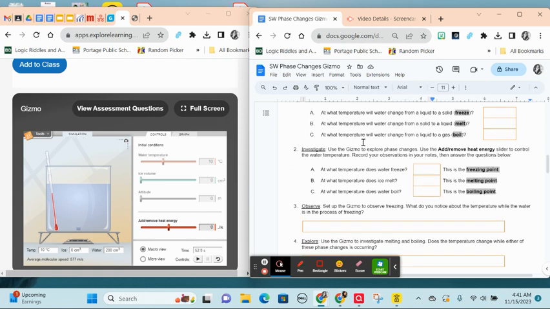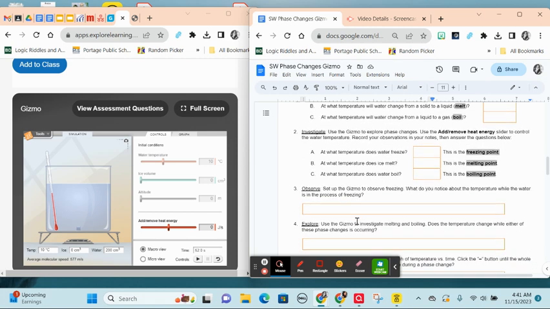Make your predictions here. Now we're going to investigate and see if our predictions are accurate. We're going to add and remove energy, using this slider right there to control the water temperature. We'll record the temperatures and then some observations.